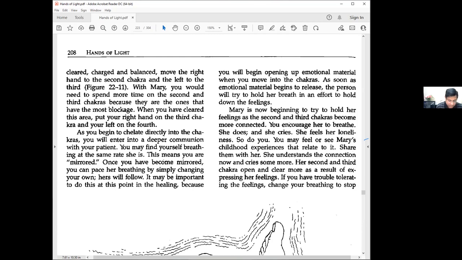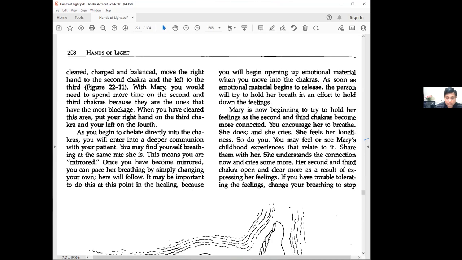Mary is now beginning to try to hold her feelings as the second and third chakras become more connected. You encourage her to breathe. She does and she cries. She feels her loneliness. So do you. You may feel or see Mary's childhood experiences that relate to it. Share them with her. She understands the connection now and cries some more.